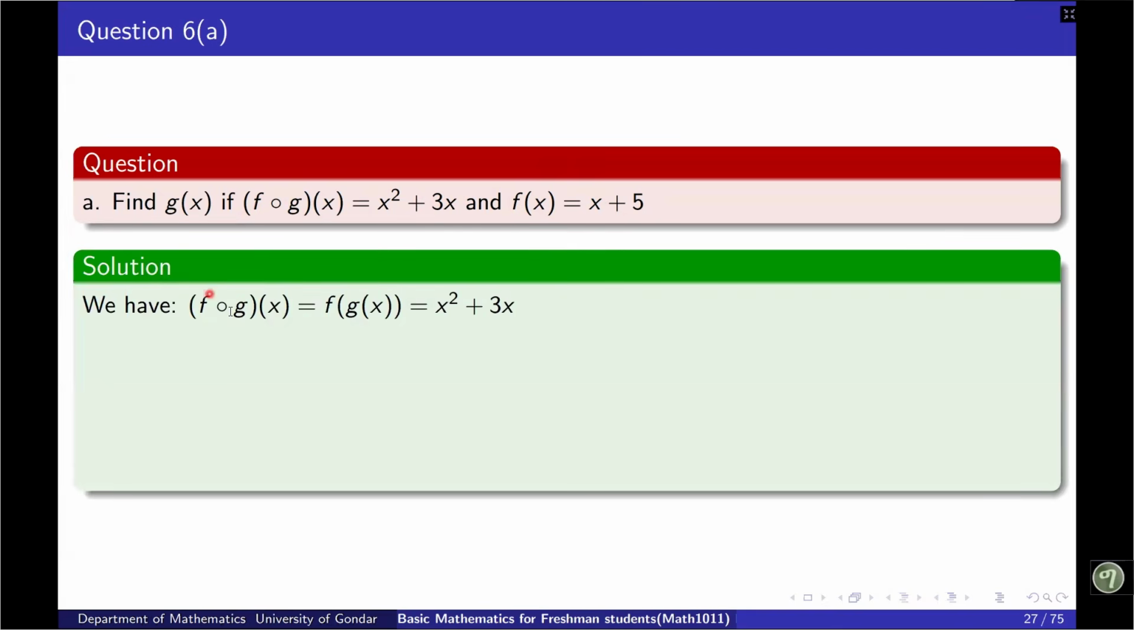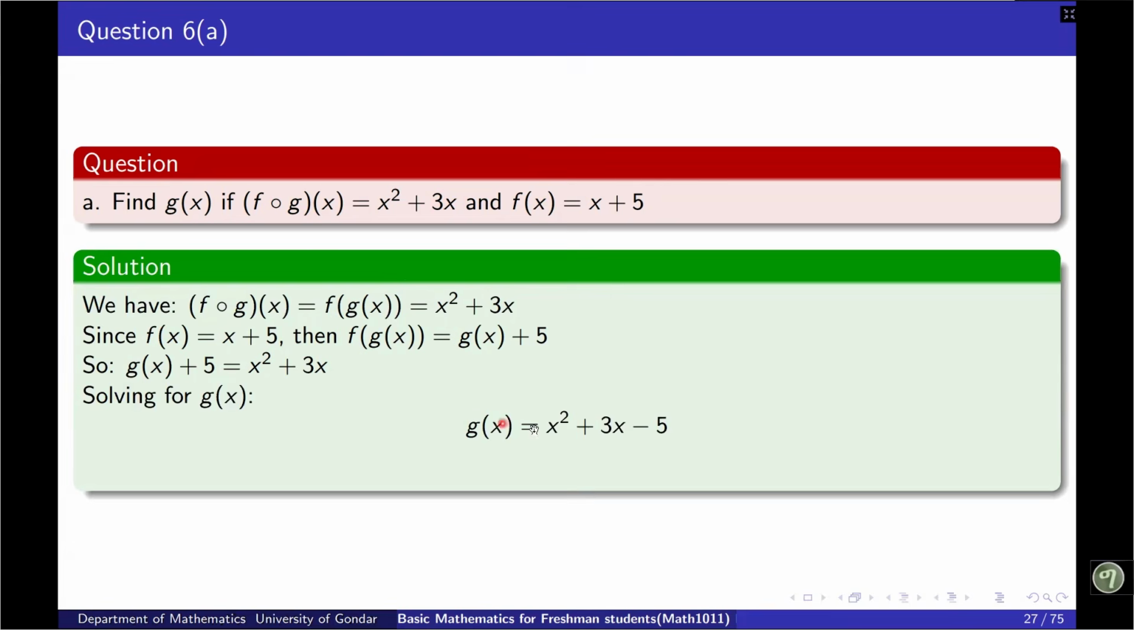So we have, using the definition of composition function, f composite of g of x is equal to f of g of x, which is equal to x squared plus 3x, which we are given here. But the output for f could be the input plus 5, so it could be just g of x plus 5. Since f of x is equal to x plus 5, then f of g of x is equal to g of x plus 5. But this is equivalent with x squared plus 3x. So from this, if I take this 5 to the right of the equality, we have g of x equal to x squared plus 3x minus 5.